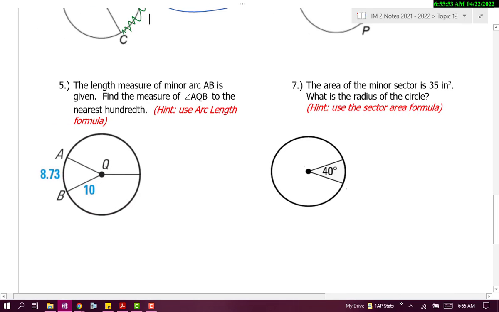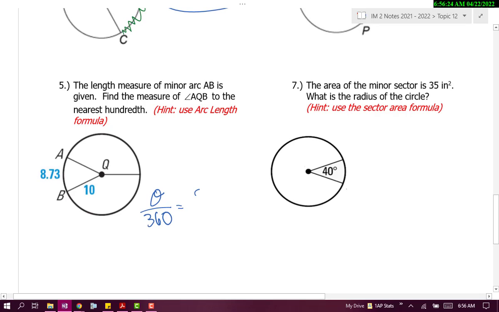Okay, now these problems kind of flip it around a little bit. We're going to be going backwards. So the length of the measure of the minor arc AB is given. So we have the arc length. We need to find the measure of the angle AQB to the nearest hundredth. So we can set up the same equations we've been doing. I think it's easier to look at the proportion, although not impossible to look the other way.